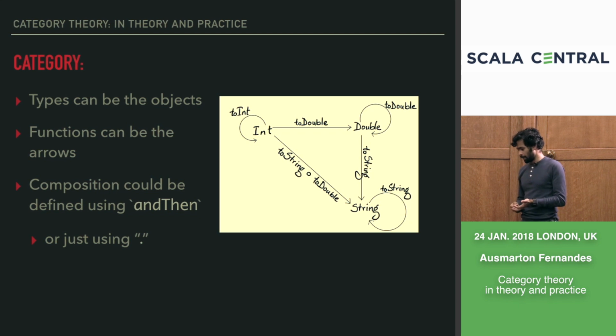Function composition in Scala, we would generally do with andThen on every function. But it only works for single parameter functions. So you then have to curry the function in order to be able to apply andThen onto it.